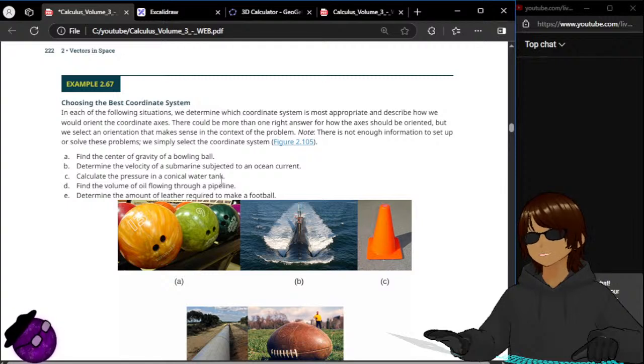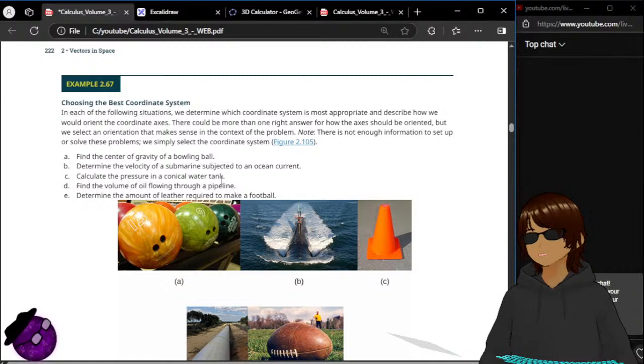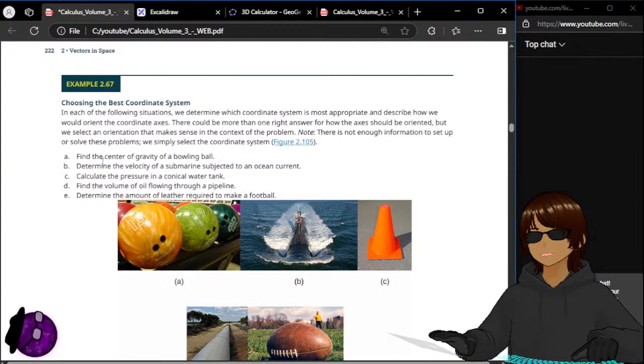In each of the following situations, we determine which coordinate system is most appropriate and describe how we would orient the coordinate axes. There could be more than one right answer for how the axes should be oriented, but we select an orientation that makes sense in the context of the problem. Note there is not enough information to set up or solve this problem. We simply select the coordinate system. So, find the center of gravity of a bowling ball. We can use a spherical coordinate system.